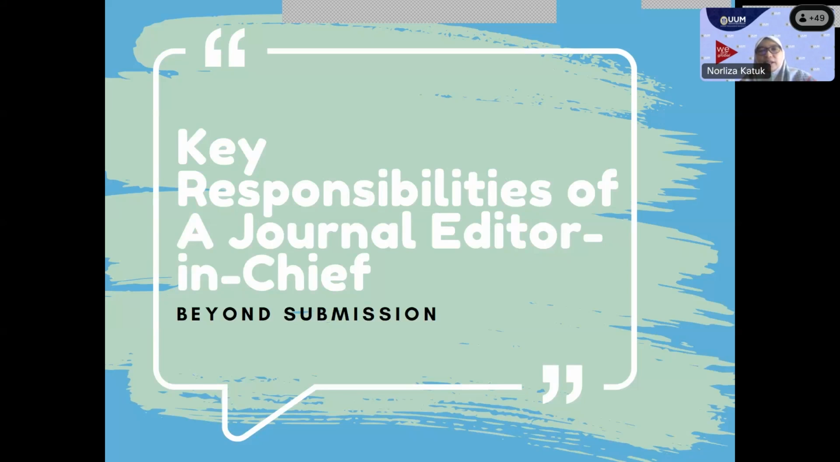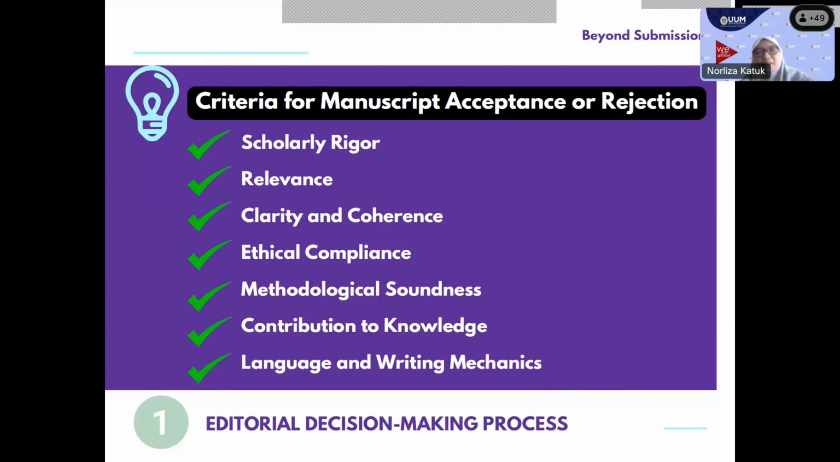So now let me share with you the key responsibilities of a journal editor-in-chief. Once you click the submit button in the journal submission system, my role begins. The number one task I perform is editorial decision making. At the beginning I explained that I was checking around 1,000 papers in 2002. So this is what I did every week, to identify whether a paper would be able to move to the next review stage.